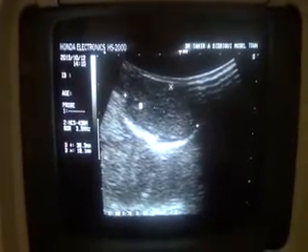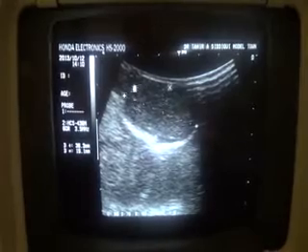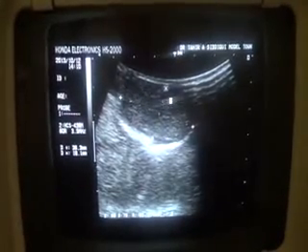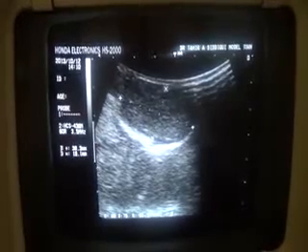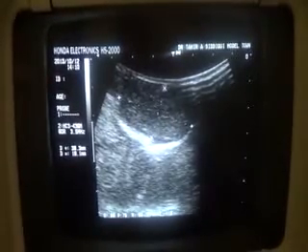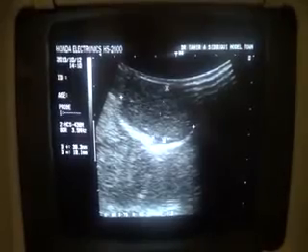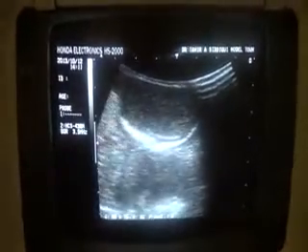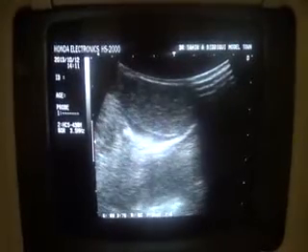It is normal. The left testis is normal in its echogenicity, mild coarse homogeneous, and this is the scrotal wall showing mild thickness. A small amount of fluid is seen posterior to the testis.